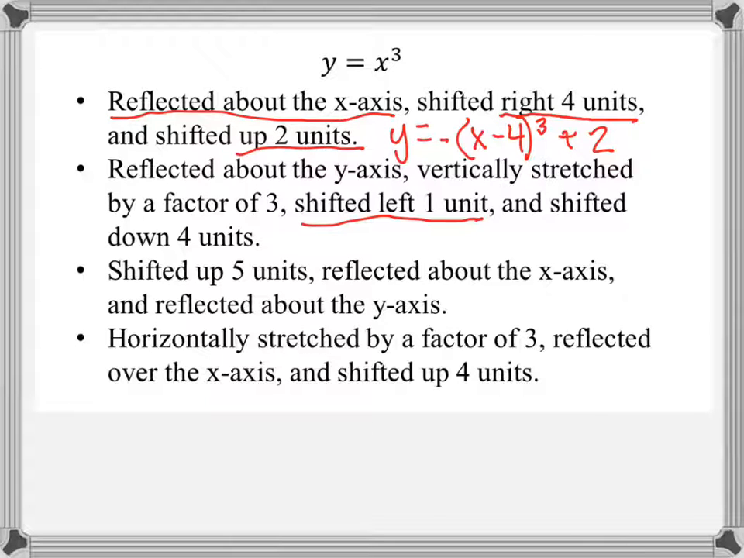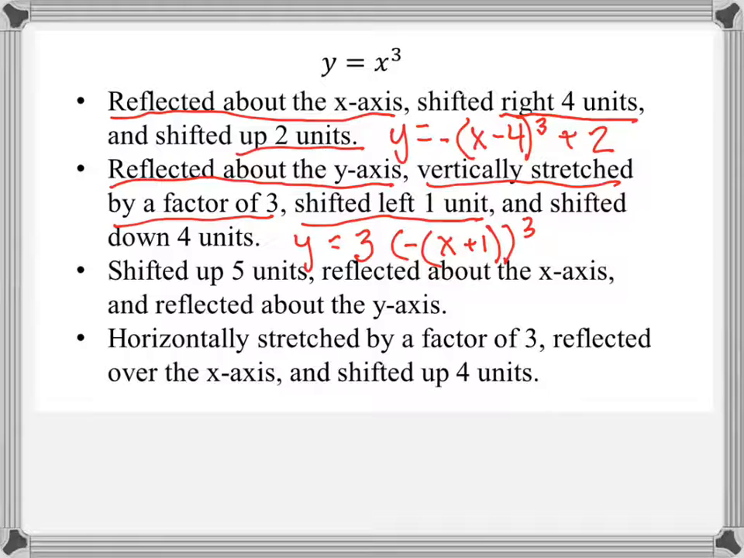Okay, first we're going to look at shifting left 1 unit. So y equals x plus 1. Reflect about the y-axis. So I will put a negative in the b position. So we have all of that cubed. Vertically stretched by a factor of 3. So I have a 3 in my a position, and shifting down 4 units, I will have minus 4 in the k position. So y equals 3, parenthesis negative, parenthesis x plus 1, quantity all cubed, minus 4.